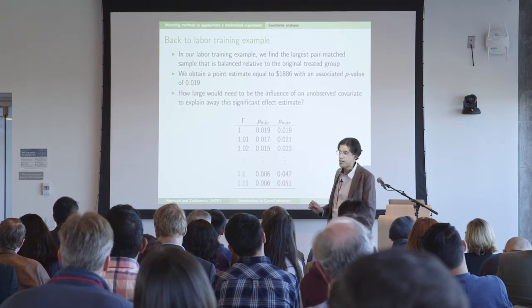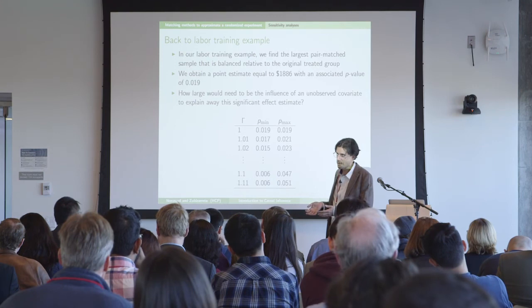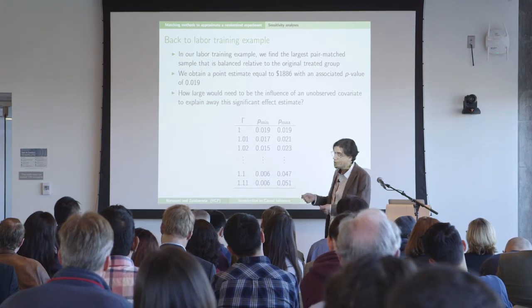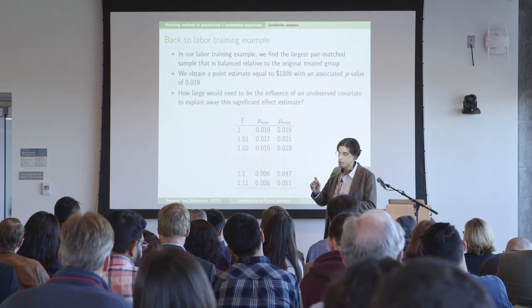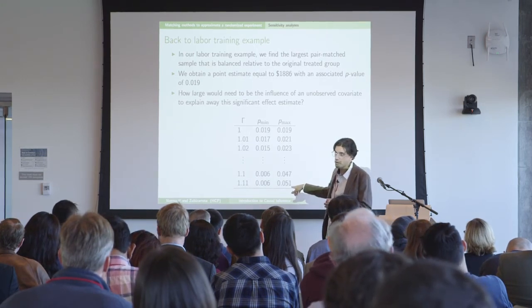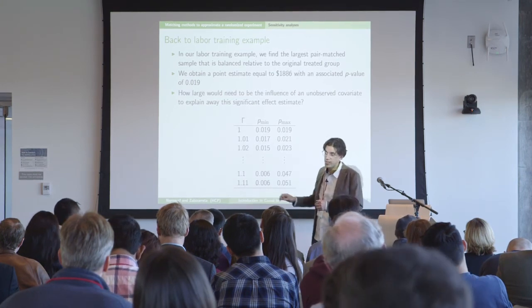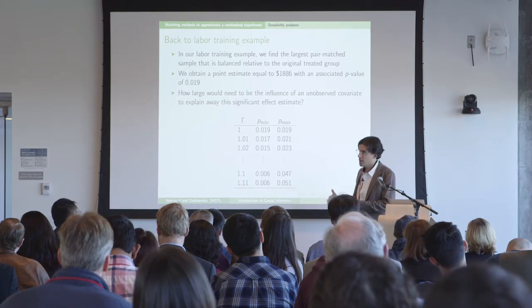So how robust are my findings to hidden biases? In this example, not all that robust. Because two units that are exactly matched for all their observed covariates would need to depart in their odds of receiving treatment by only a factor of 1.11, which is not very large. You can compare this to other studies.